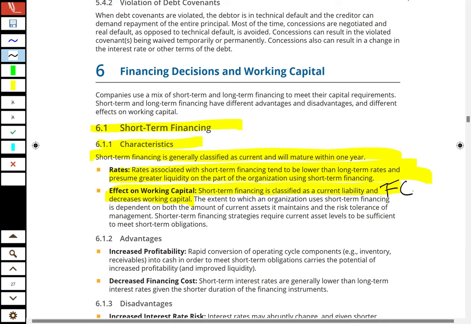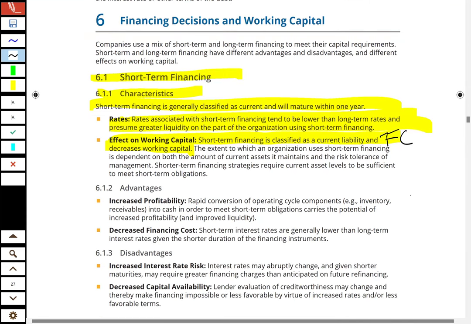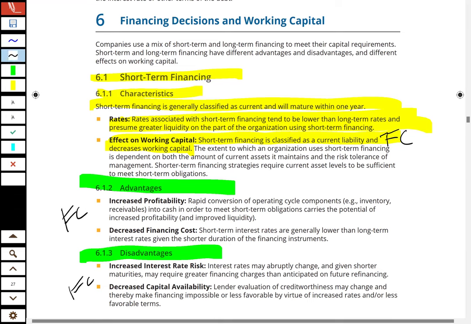Okay. Now you come over to advantages, and the CPA exam loves advantage-disadvantage questions. As we go through this material, every time you see an advantage-disadvantage discussion, the next word out of my mouth is going to be what? Flashcard. Okay. The CPA exam loves these yin and yang type questions, advantage, disadvantage.